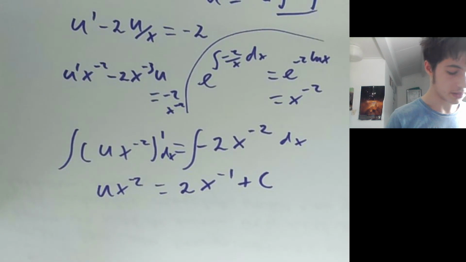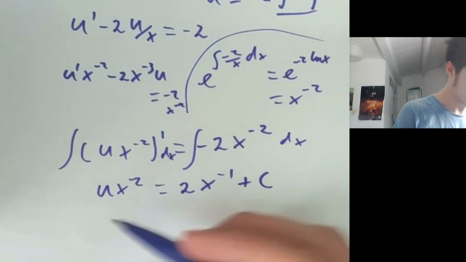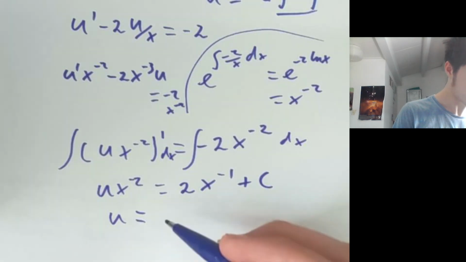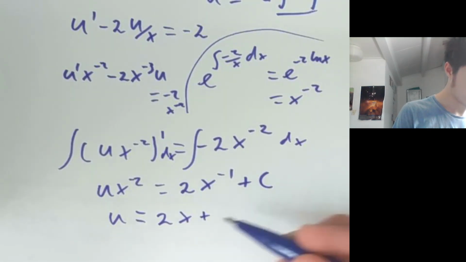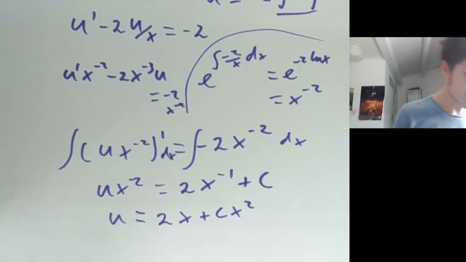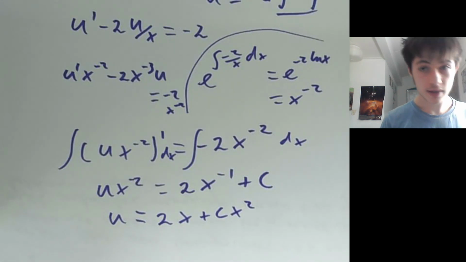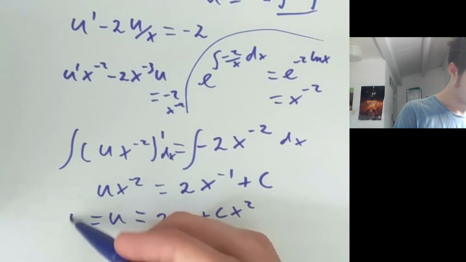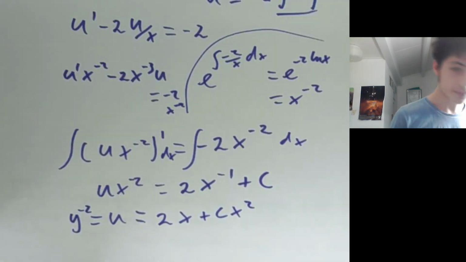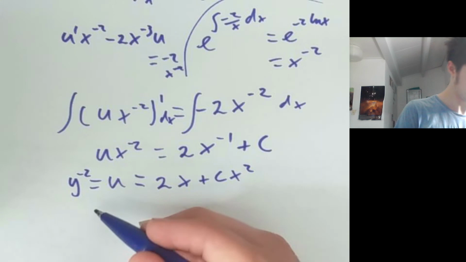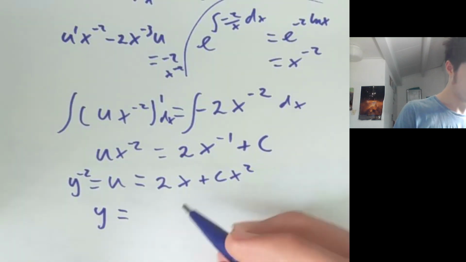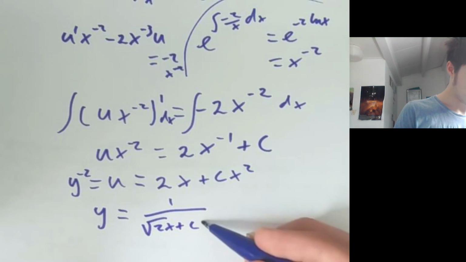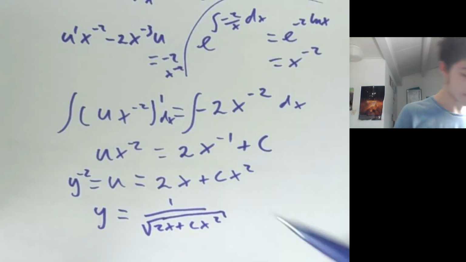And then we multiply by x squared on both sides to get that u is equal to 2x plus c times x squared. And then remember that u was equal to y to the negative 2. So we get that y equals 1 over the square root of 2x plus c times x squared.